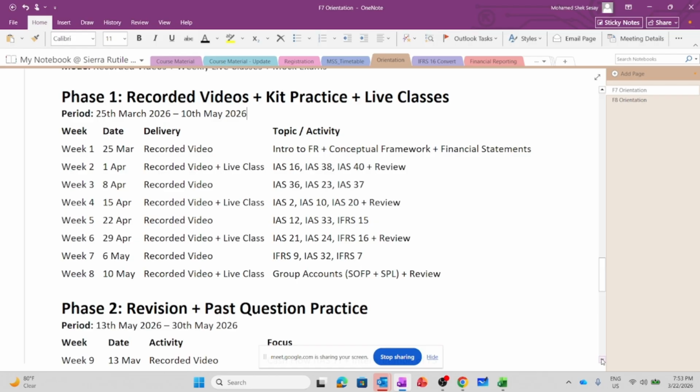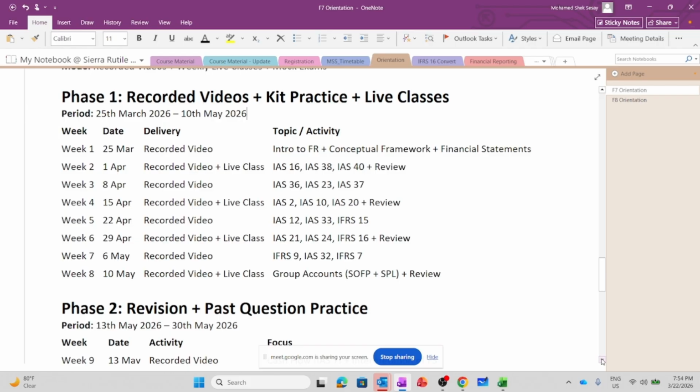Thereafter, when we do the live online class, it will be an interactive session, because the basis for the live online class is basically to explain the key principles. I'm not going to explain everything about conceptual framework, about the introduction to financial reporting anymore. We are going to focus on key strategic areas for the examination.